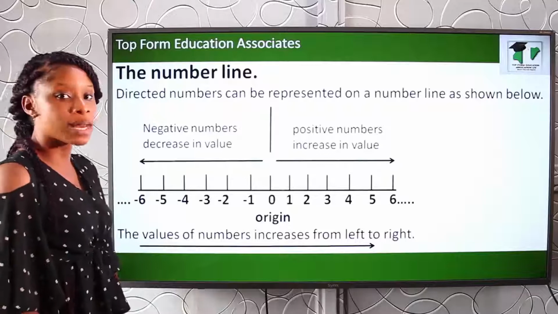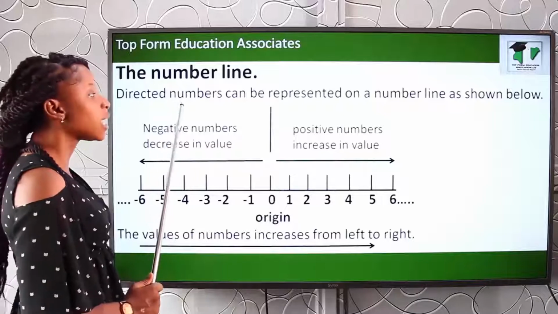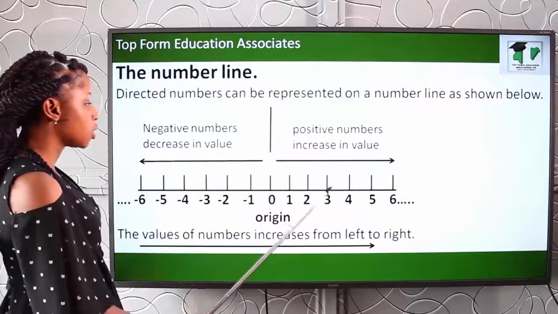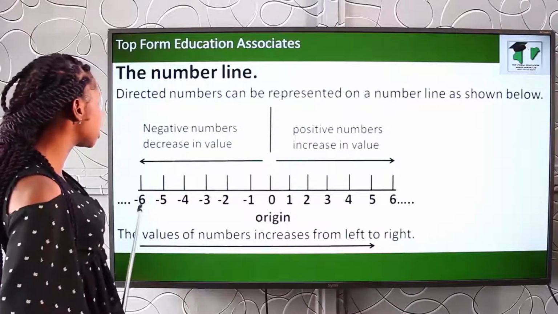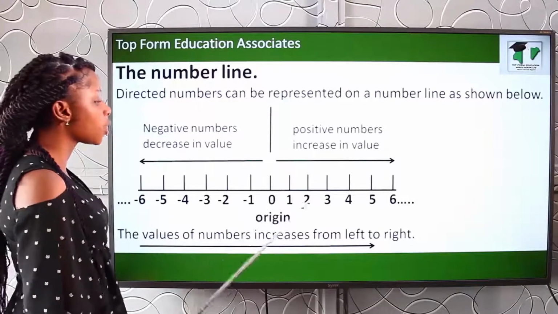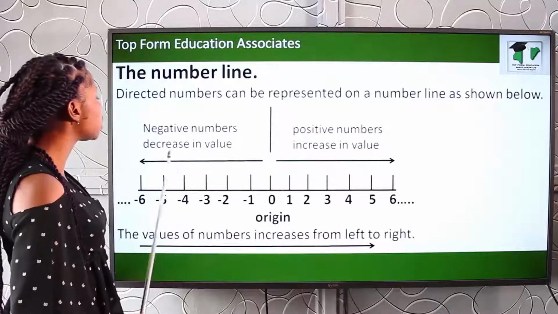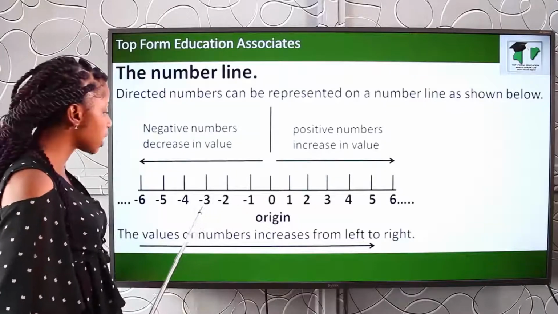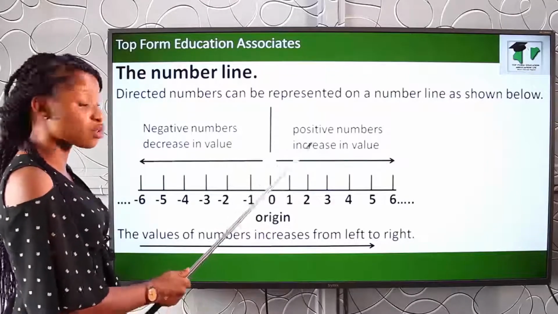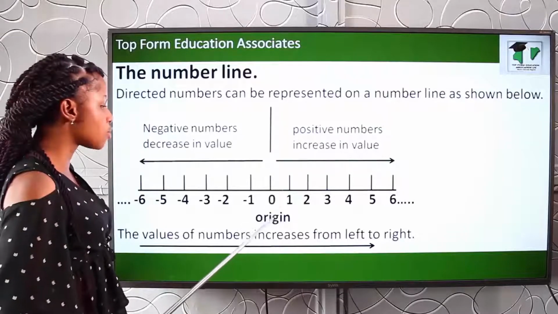Now, the number line. Directed numbers, which can be positive or negative, as we have said, can be represented on a number line. This is a number line. If you look at this image, you see that we have both positive and negative numbers. We have 0, and the positive and the negative numbers. You see that negative numbers decrease in value, while on the other hand, the positive numbers increase in value. Now, 0 is our origin.